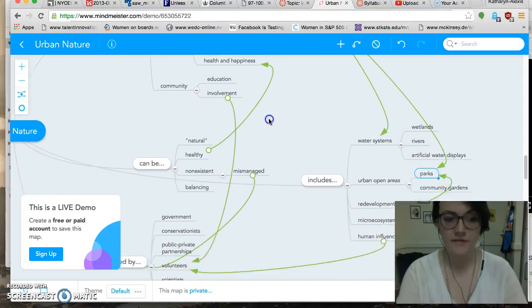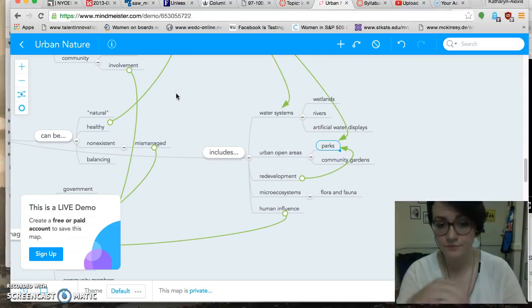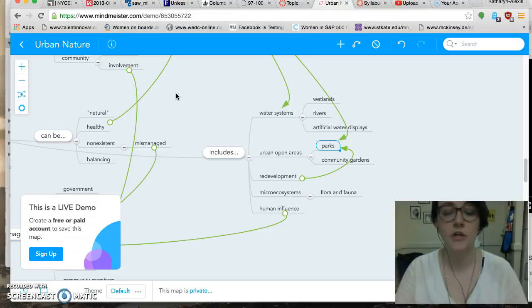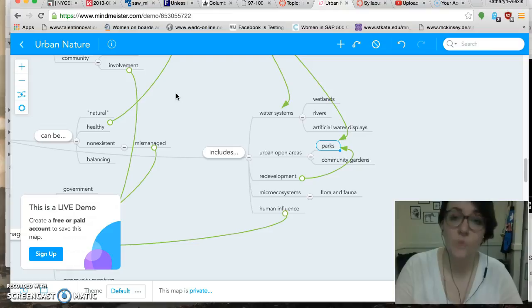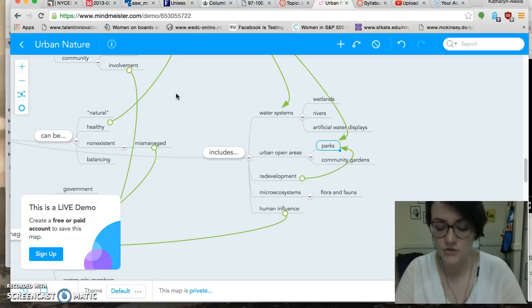That brings me finally to what urban nature includes. In my opinion, urban nature includes water systems, so again, linking back to the ecosystem service of water quality and filtration. Those water systems can include wetlands, they can include rivers, and even artificial water displays, I think, are a part of urban nature, something like the waterfall that you'd see down by Rockefeller Center.